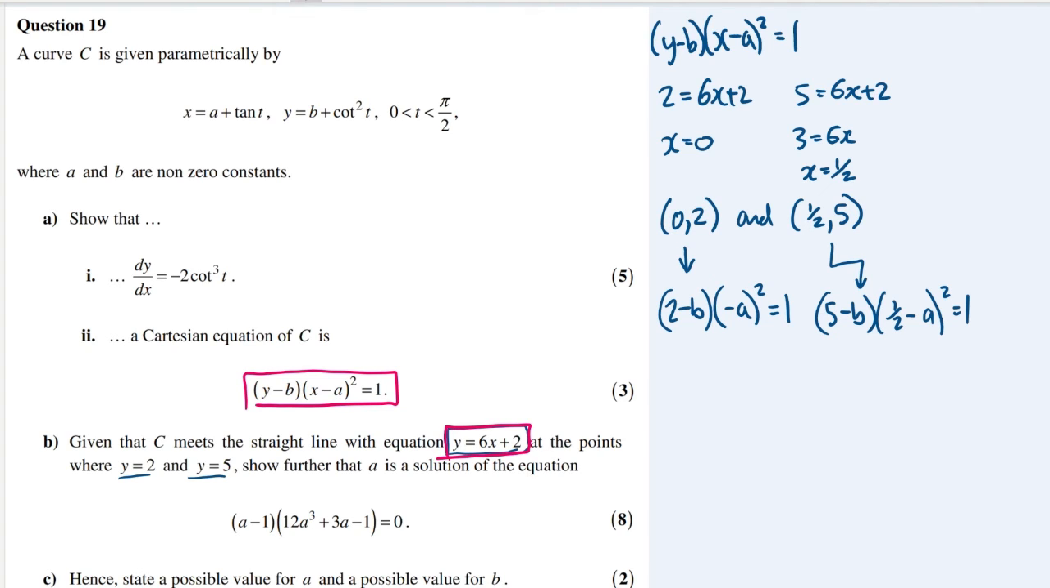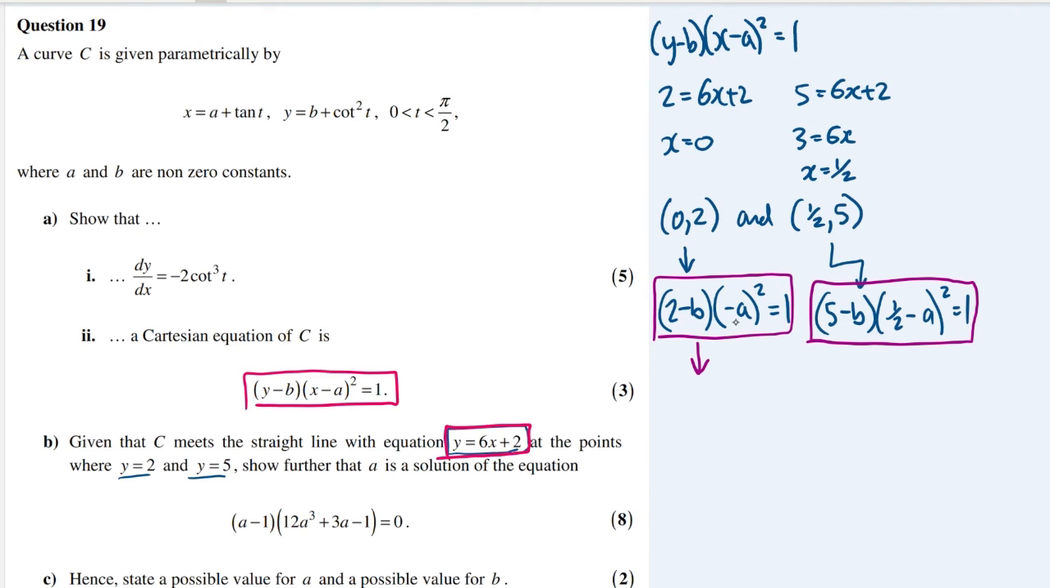Okay, this is progress because I've got one equation with 2 unknowns, and I've got a second equation with 2 unknowns, which means I can solve them simultaneously, though it does seem quite tricky. I'm sure there's multiple ways of doing it. This is the way that I would do it in an exam. I would make b the subject here.